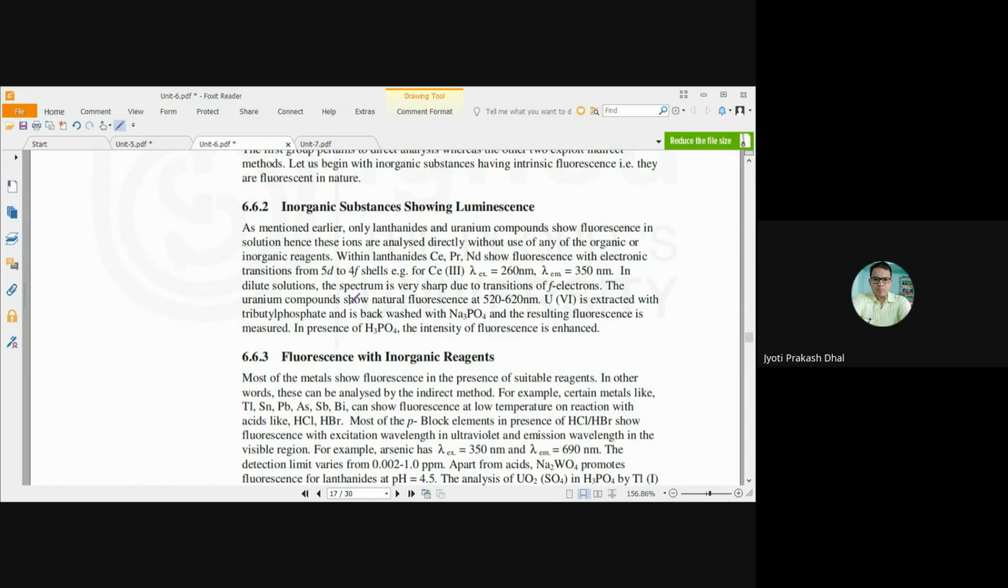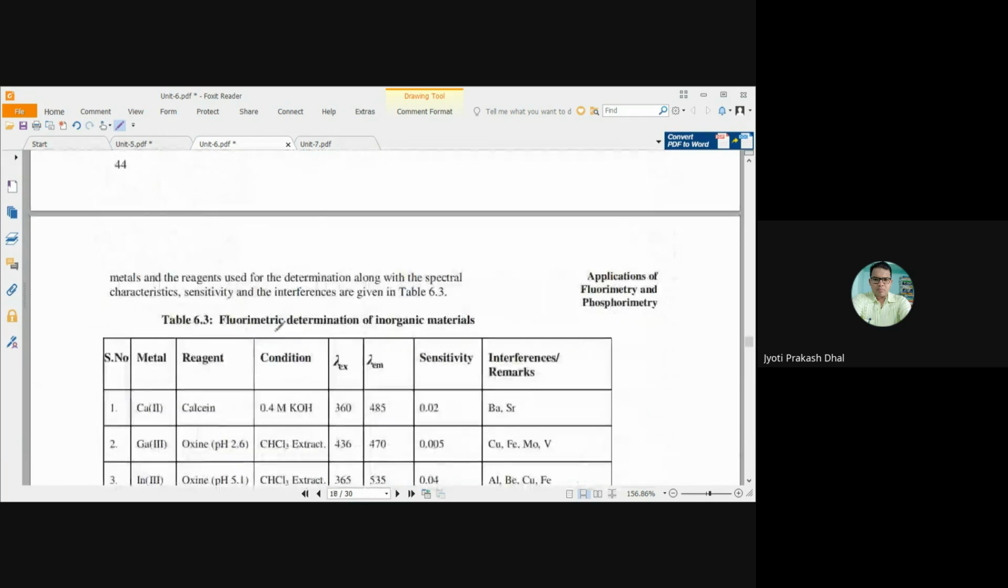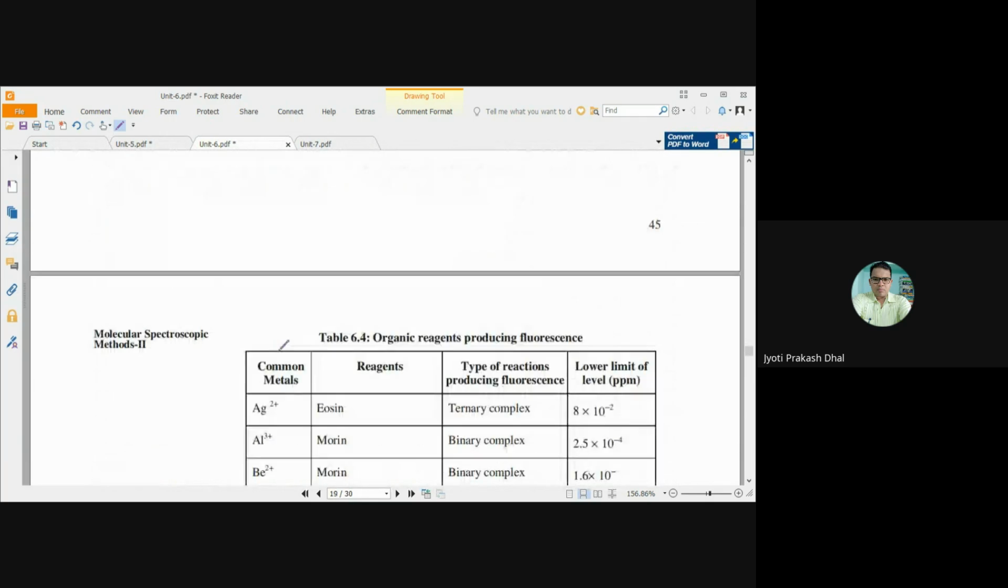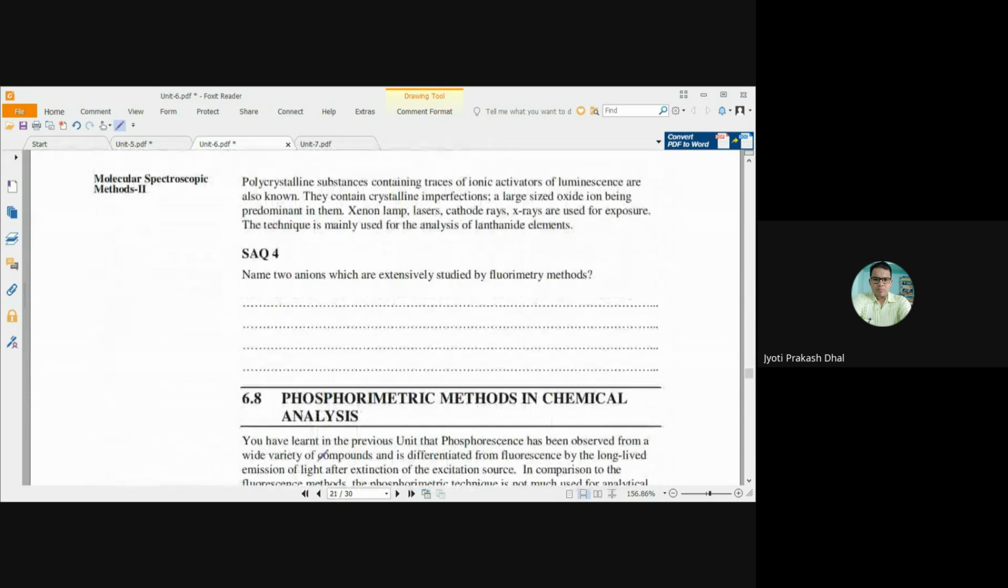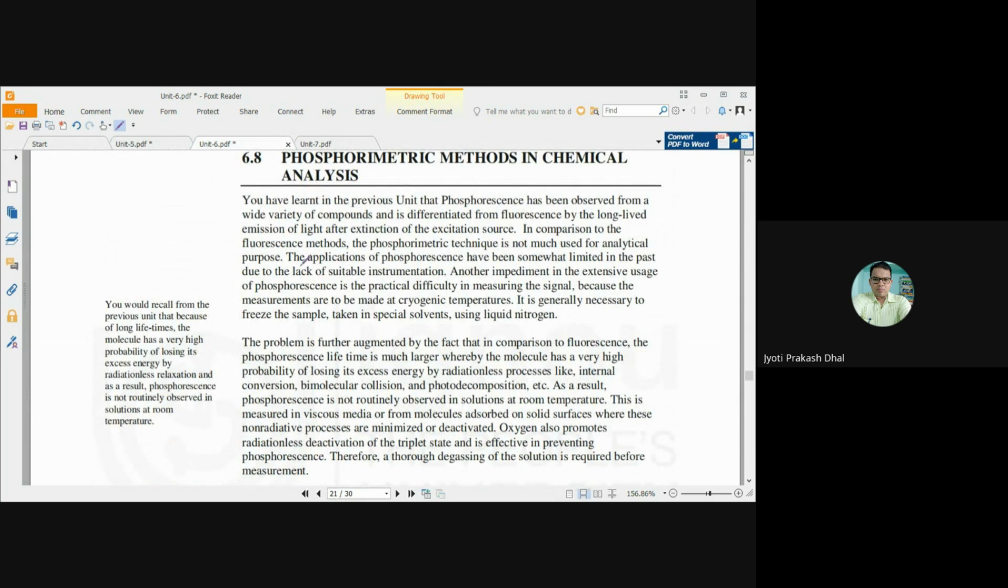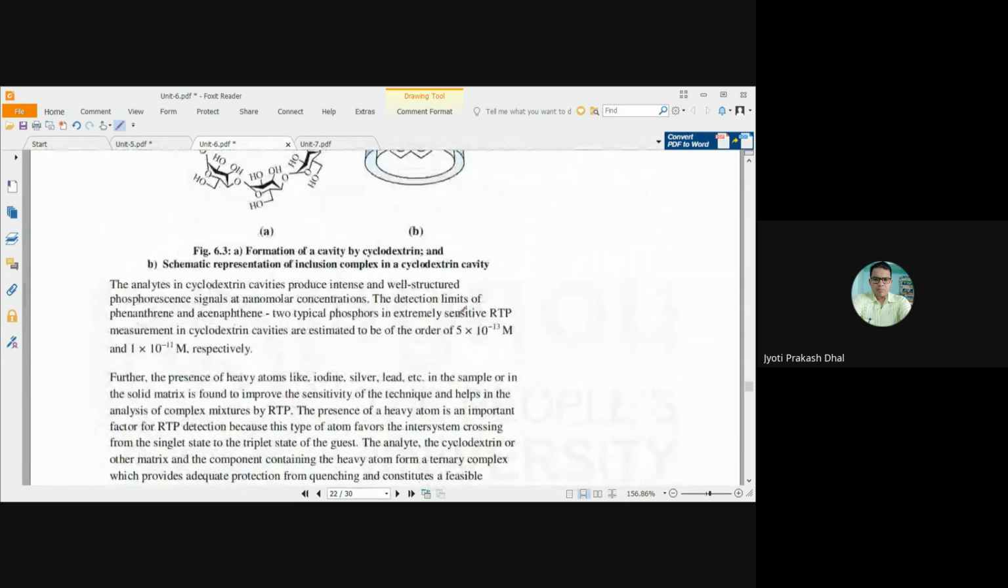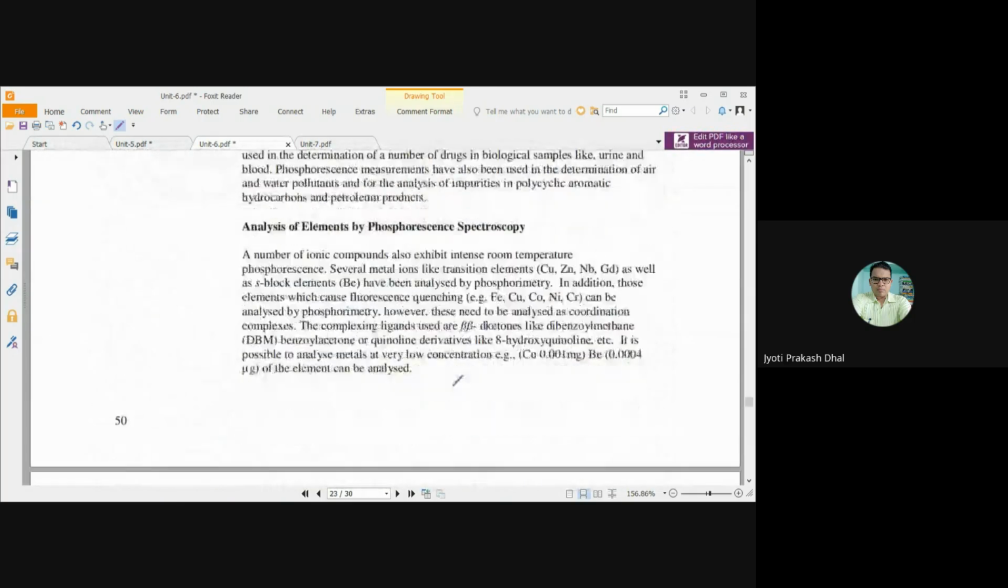From the fluorescence intensity, we can determine the concentration of the complex, which is directly proportional to the concentration of inorganic sample present in the analyte. So by this method, we can also measure the concentration of the inorganic species. So these are a few other applications of the phosphorometric method in chemical analysis, but it has very little application.